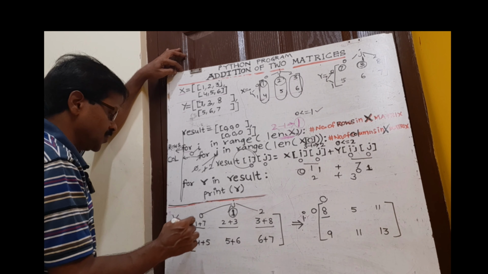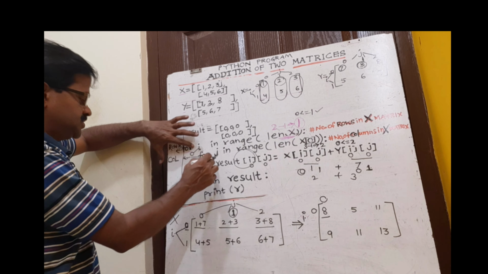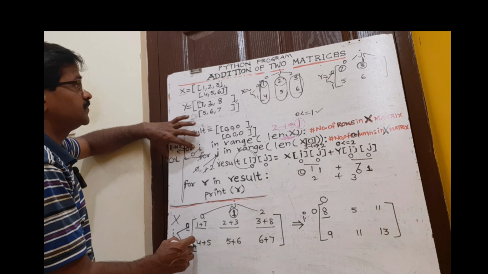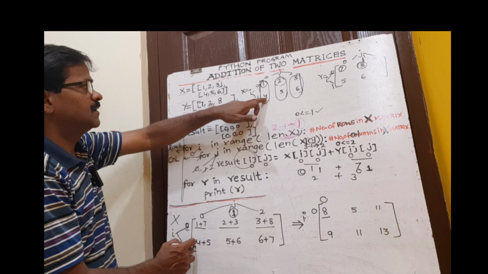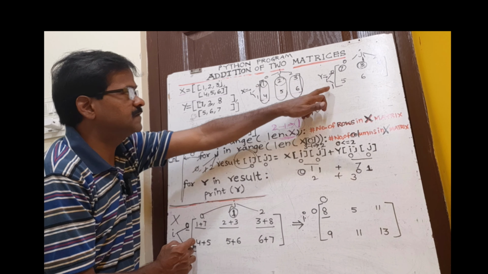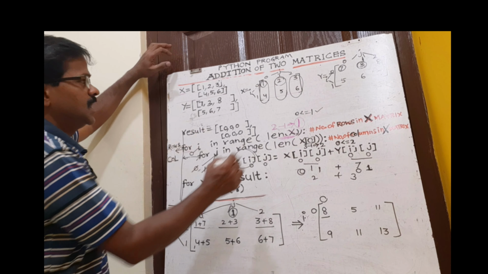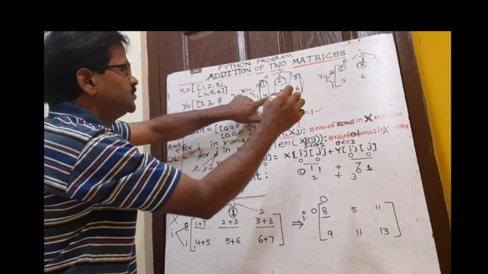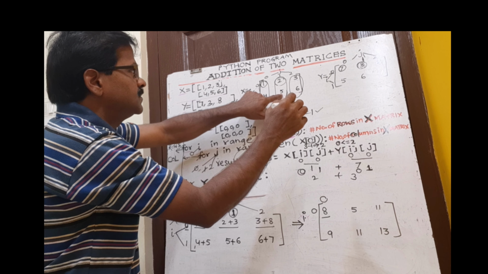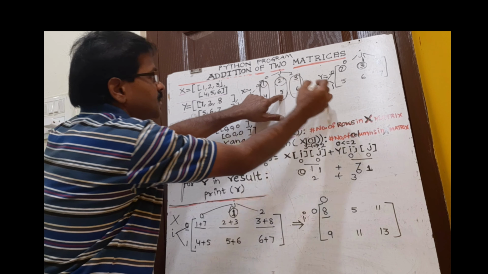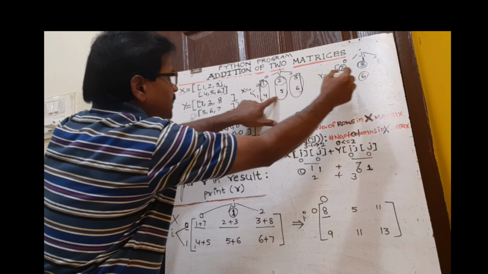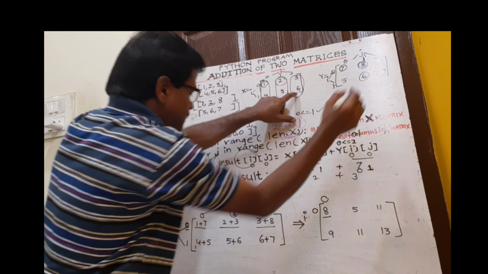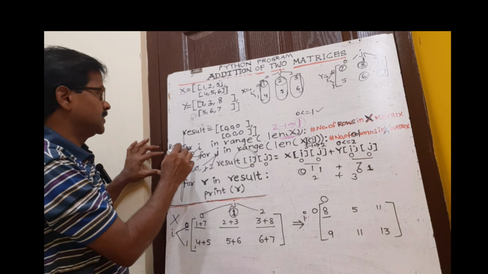That means next row. Next row, i1, j0. At that time, X of 1, 0 and next Y of 1, 0, that is ith row, jth column. Next, ith row, i value is 1, j is 1. i1, j1. Next i1, j2. Like that it will be iterated.